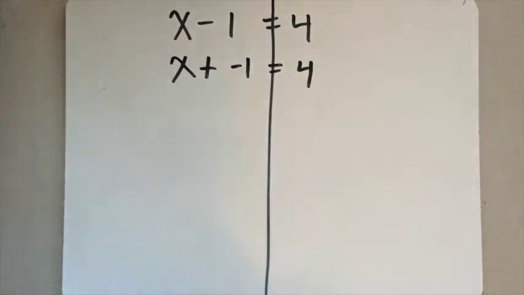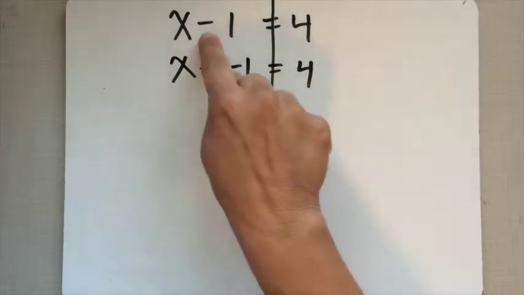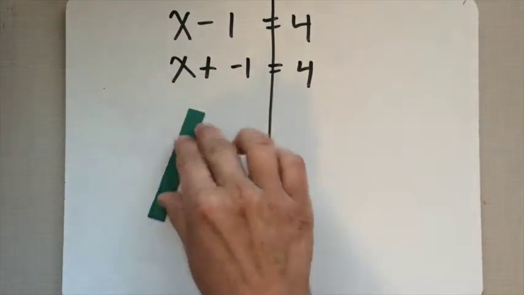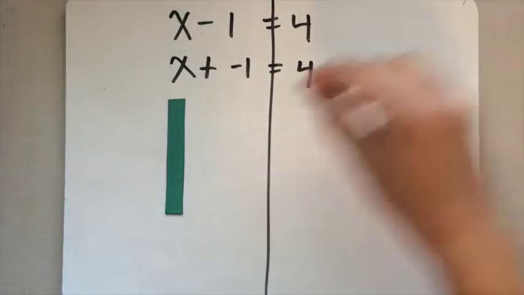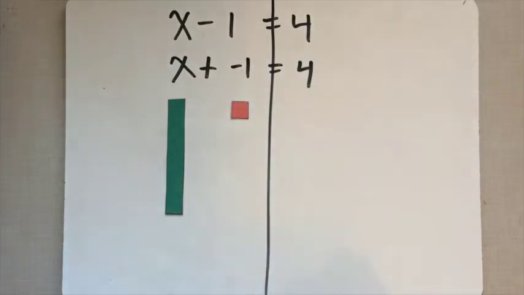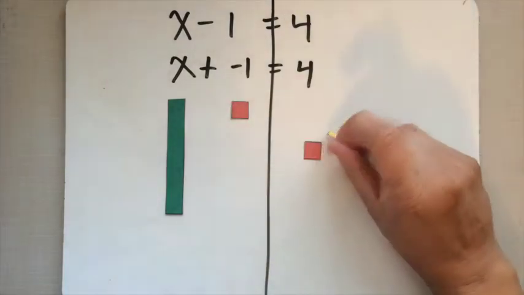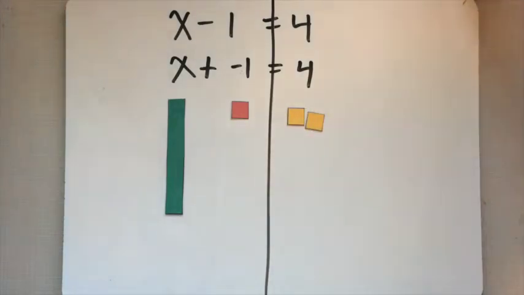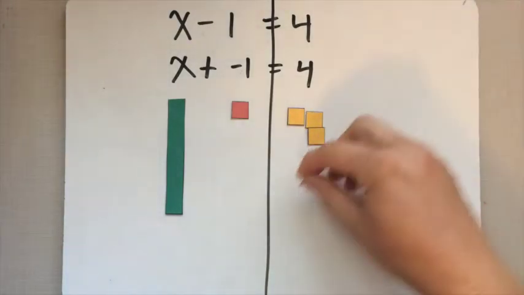And this makes my algebra tiles useful. This one, not so much. So here I've got one positive x. I've got one negative 1 on this side of the equal sign. On the other side, I have 4 positive ones. 2, 3, 4.